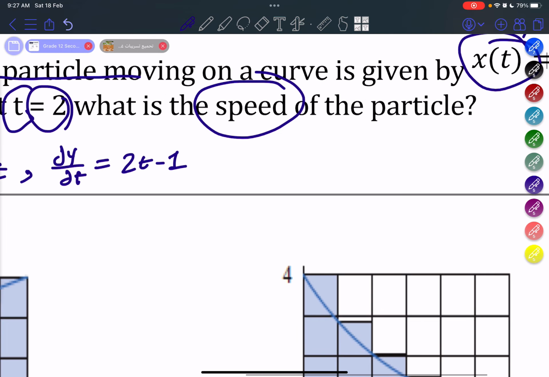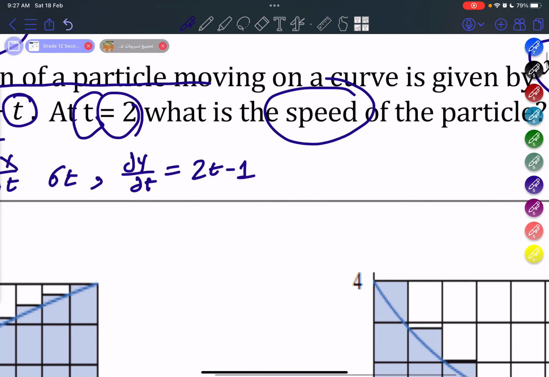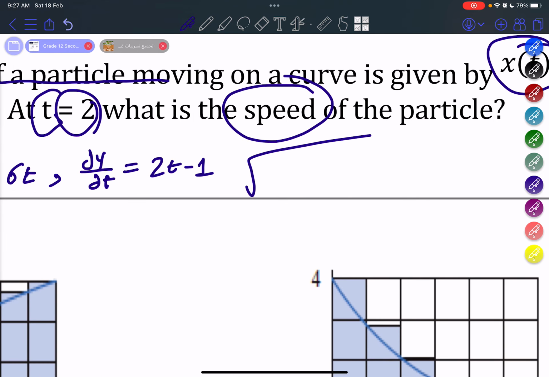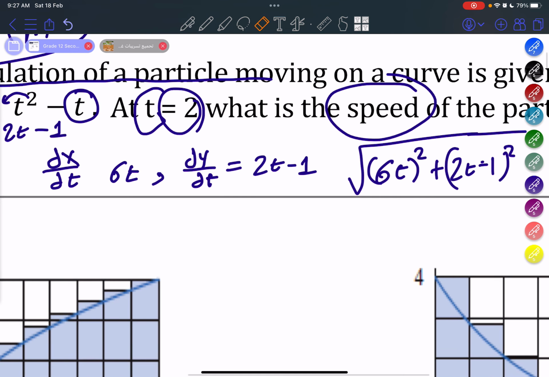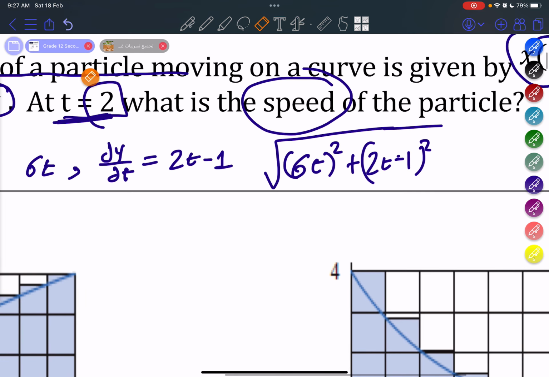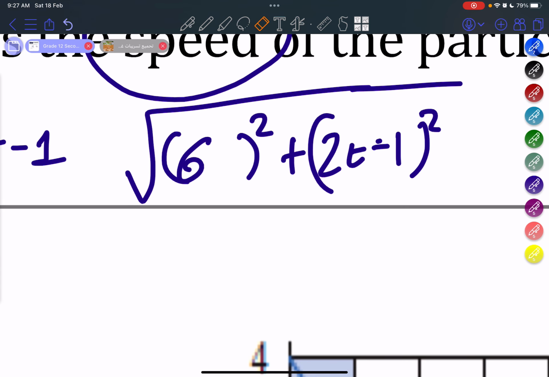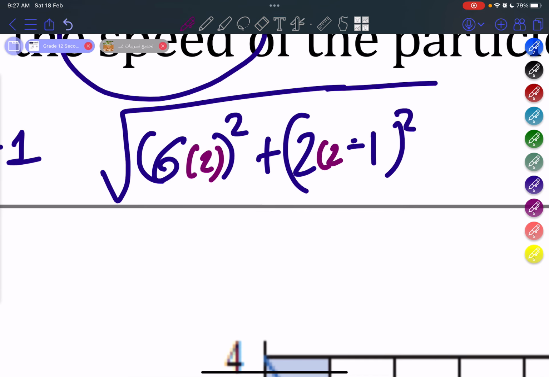Now, we may substitute it in our formula. So it becomes the square root of 6t squared plus 2t minus 1 again squared. But we cannot forget about the fact that they gave us the value of t, which is 2. So we will put 2 instead of the t, and here again instead of the t.